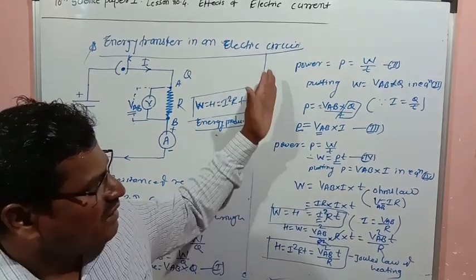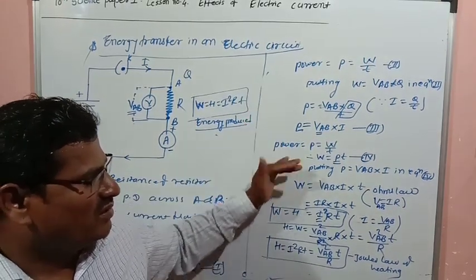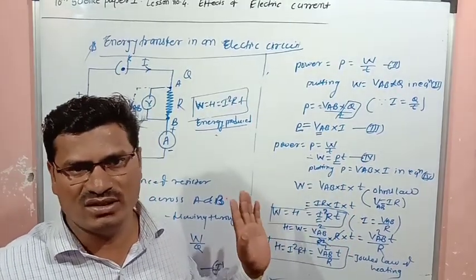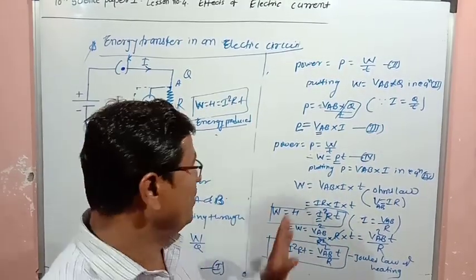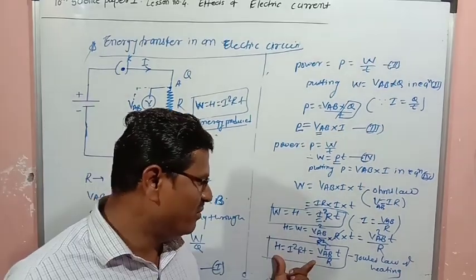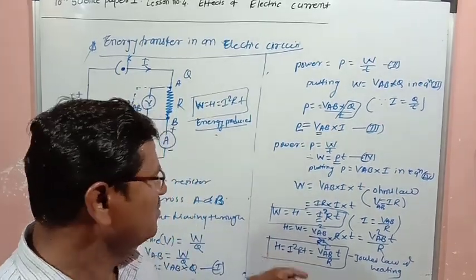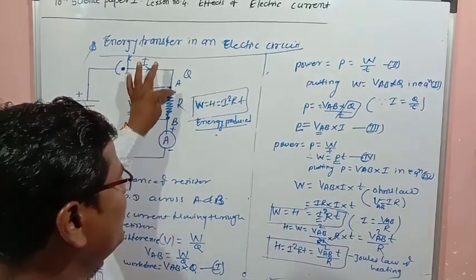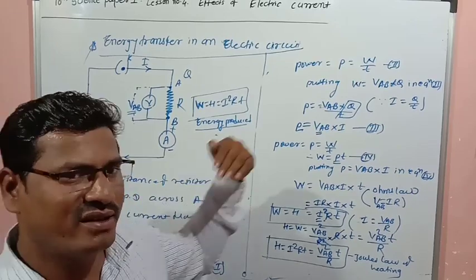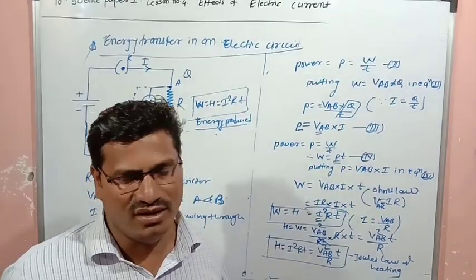So study this one again and again, because we are just rearranging formulas. It is very easy to understand. H means heat produced. When charge flows from point A to B, at that time heat, energy, is produced, and that heat is released into the environment.